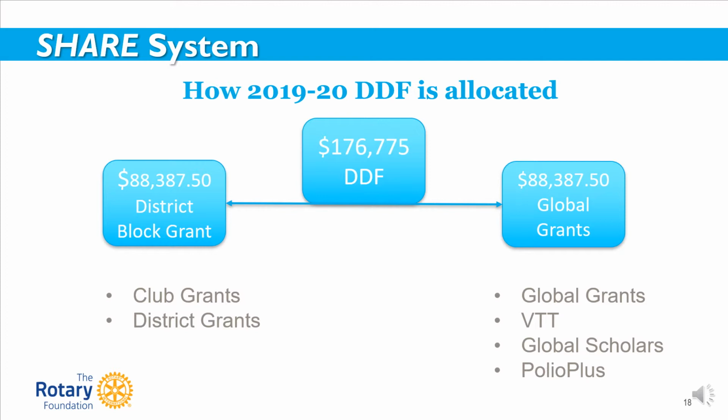In the coming Rotary year, the district will have $88,387.50 to be used by clubs for district grants and another $88,387.50 that can be used for projects that qualify for global grant funding.